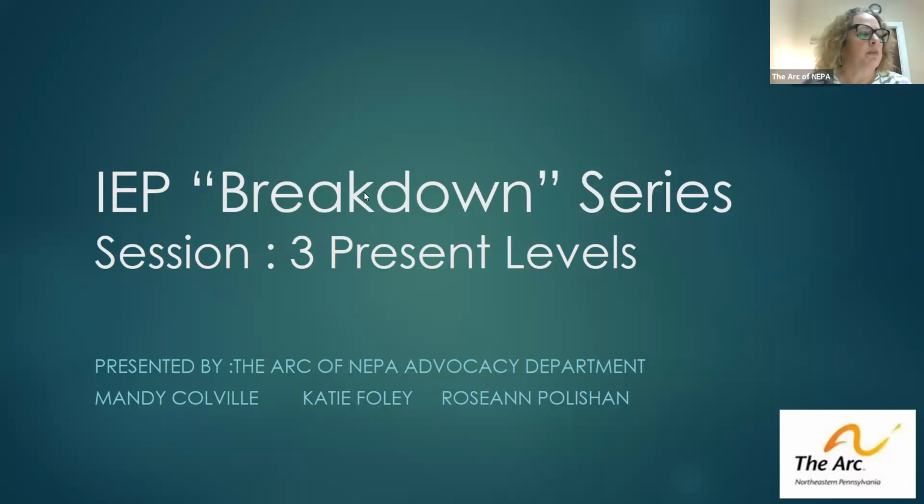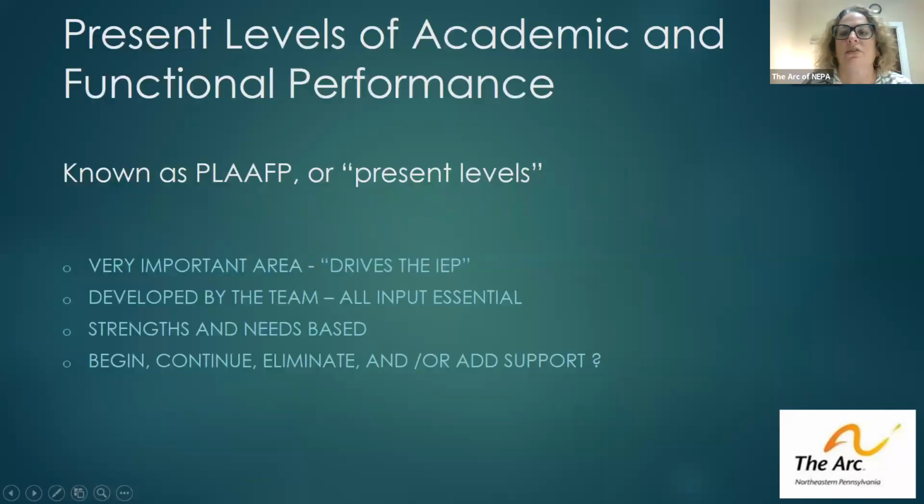So again, welcome everybody. We're going to get started now. We're going to talk about present levels, the present levels of academic and functional performance. If you look at the annotated copy, page 13, or your child's IEP, you can pull that out and take a look at section 2 of the IEP. It's right towards the beginning.